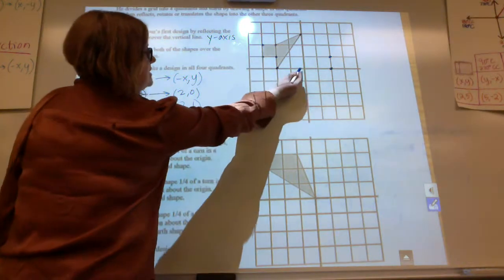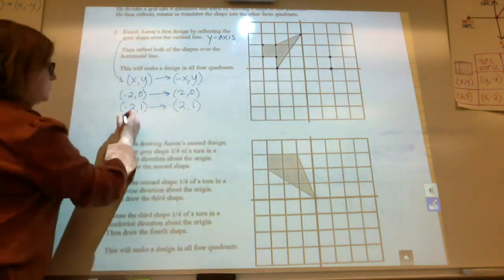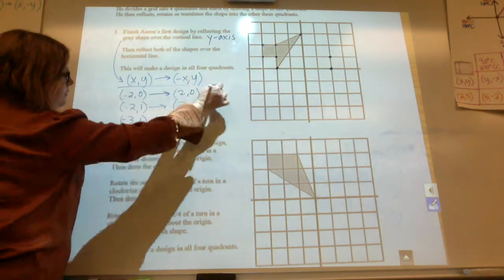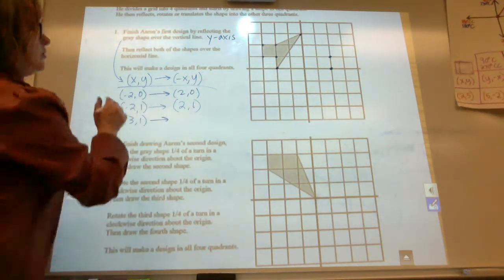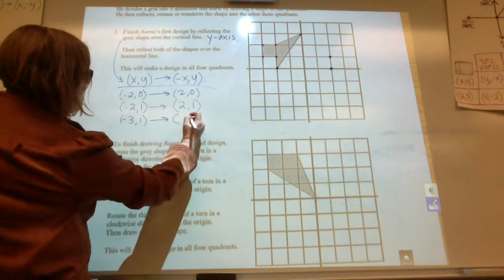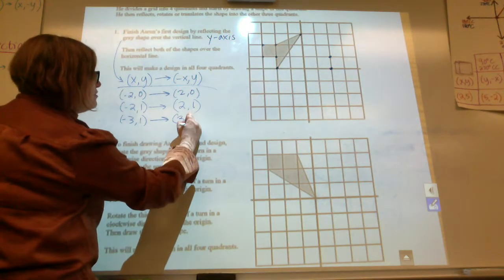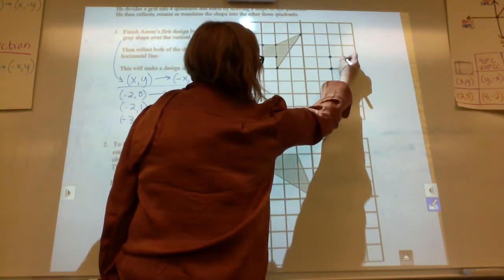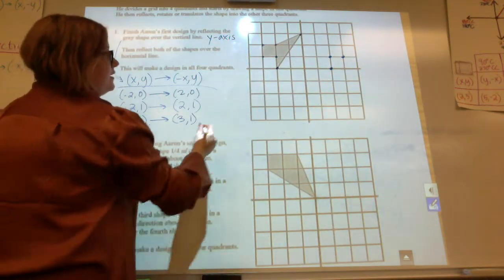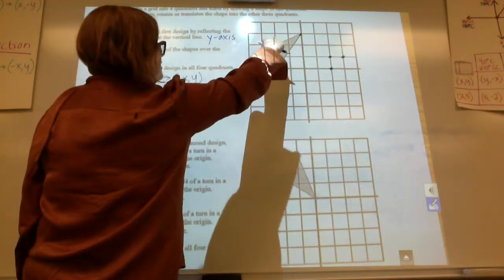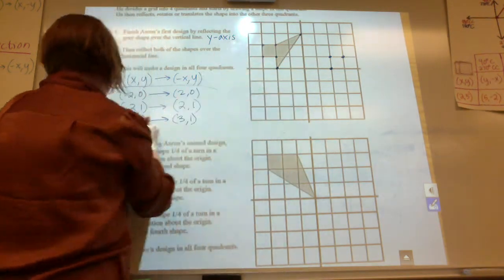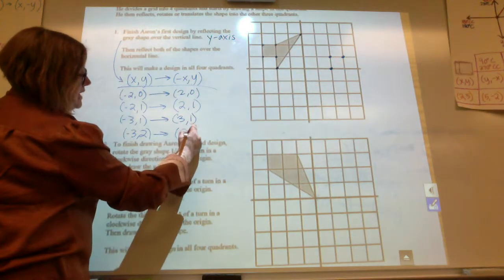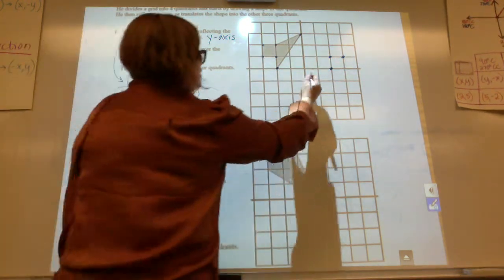This next point is negative 3 comma positive 1. And that, following this rule, I love to follow the rules, is positive 3 comma 1. So over to 3, up to 1. Okay? You can kind of see how I'm building. All right, this one up here is negative 3 positive 2. And that becomes positive 3 positive 2.